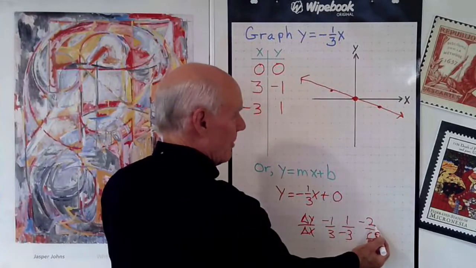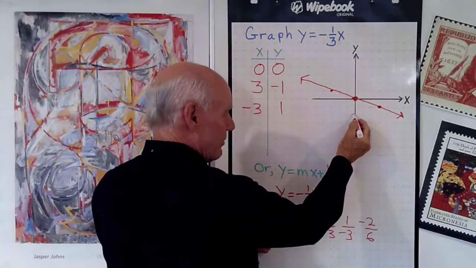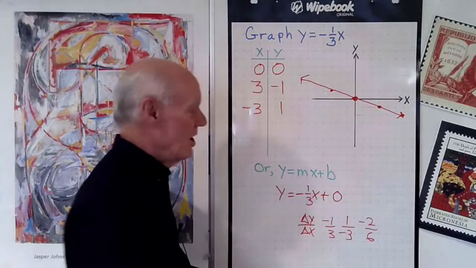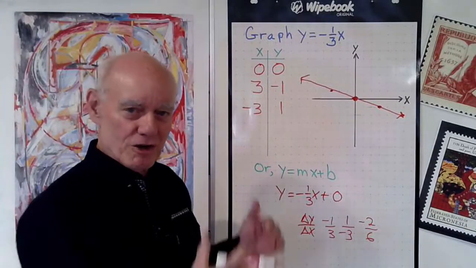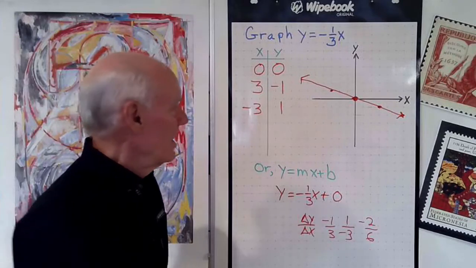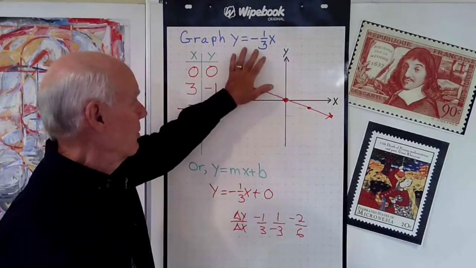but the top is the vertical change, the bottom is the horizontal change. So if I was to go back 2 vertically, 1, 2, then I'd have to go forward 6 to get back to the graph, and that would be that point. However you do it, that ratio of change in y to change in x has to come out to be negative 1/3.